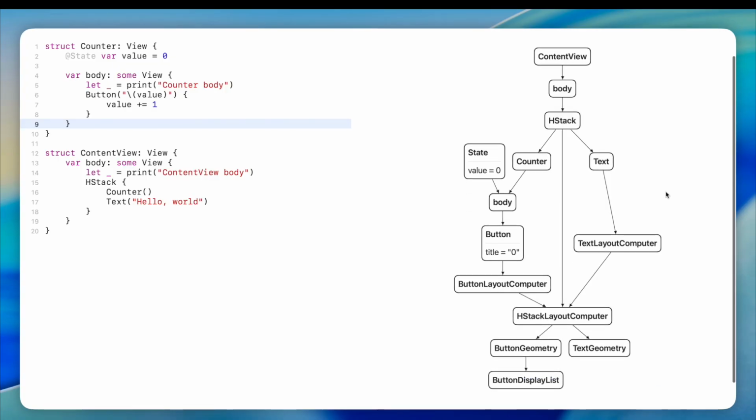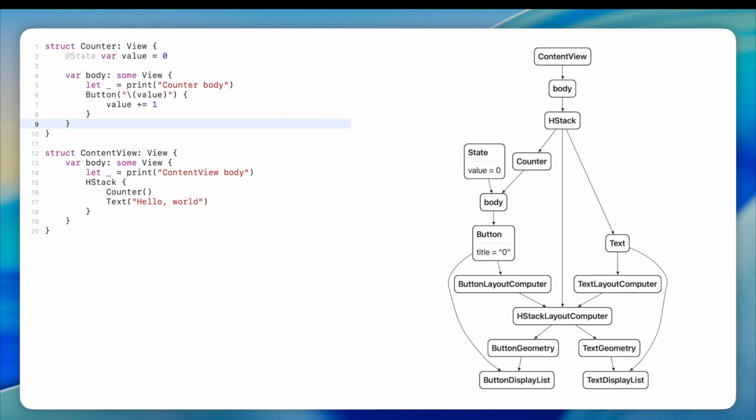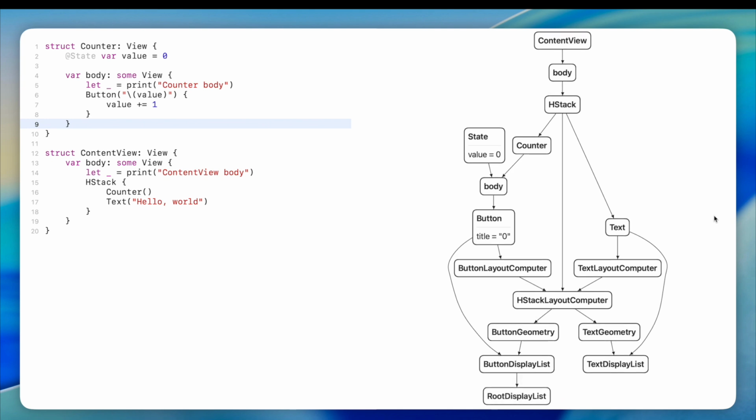And then out of those geometries, we get a display list. The display list for the button depends on the button's geometry and on the button itself, right? If the title changes or anything like that, we need to recreate the display list. And the display list is a description of what needs to be rendered on screen. So think of this as a drawing command. The text also has a display list. It also depends on both the geometry as well as the text. And then those are combined into the root display list, which depends on both.